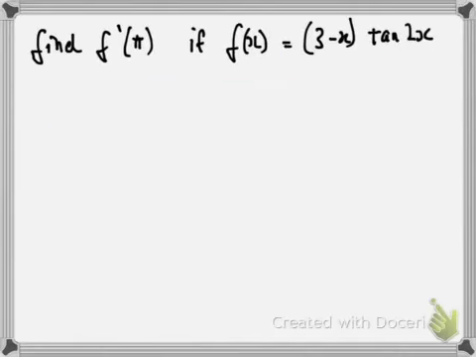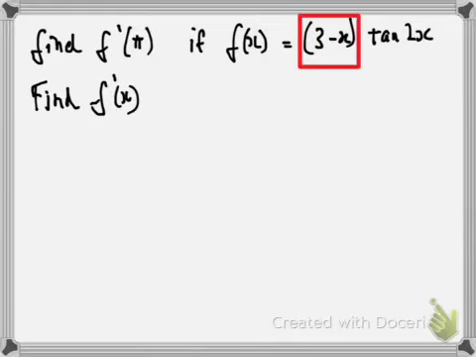All right, one more question. Find f dash pi if f of x equals 3 minus x tan 2x. So here we're very much looking at an exam standard question. So let's get the derivative first of all. Step 1, find f dash x for our function over here. To do that, we need to find our u and our v. So there's our u, and there in yellow is our v.